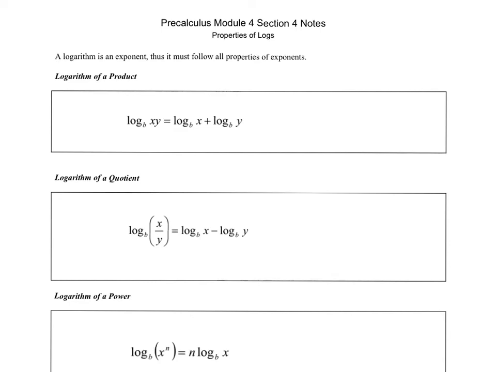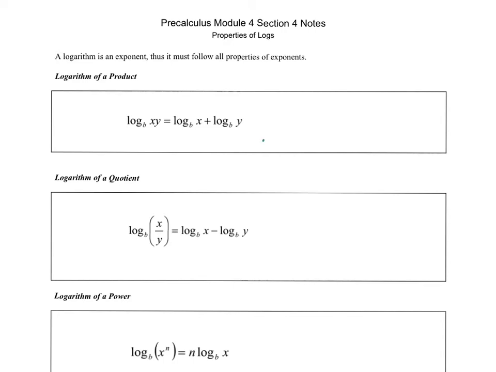All right, in section 4, we're going to look at some properties of logarithms. So when you have logarithmic expressions, we can use these properties to simplify them or to make more complex expressions a little simpler. So the first one we're going to talk about is what's called the logarithm of a product. And that's when you have the log of two things multiplied together. So in this example, log base b of xy. If you have that, you can write this as log base b of x plus log base b of y.